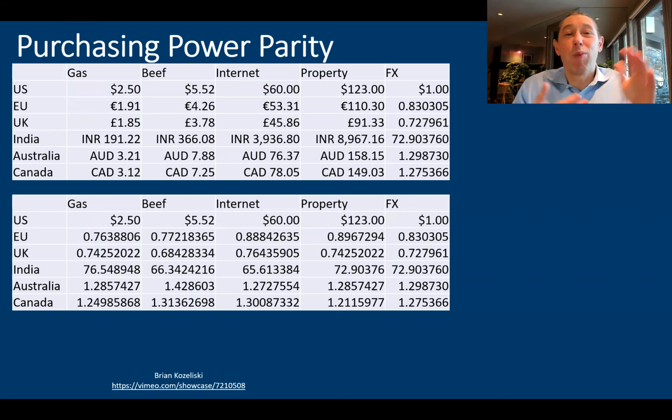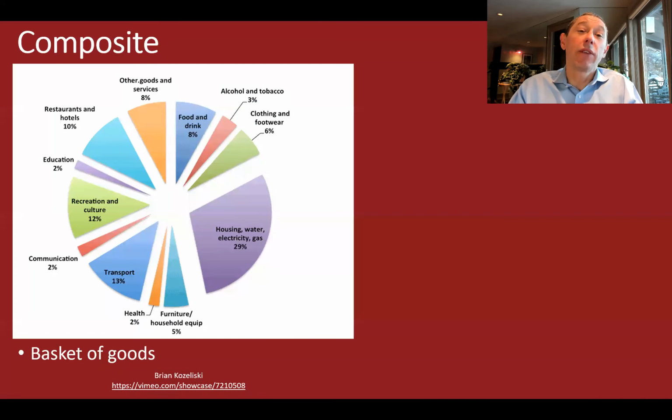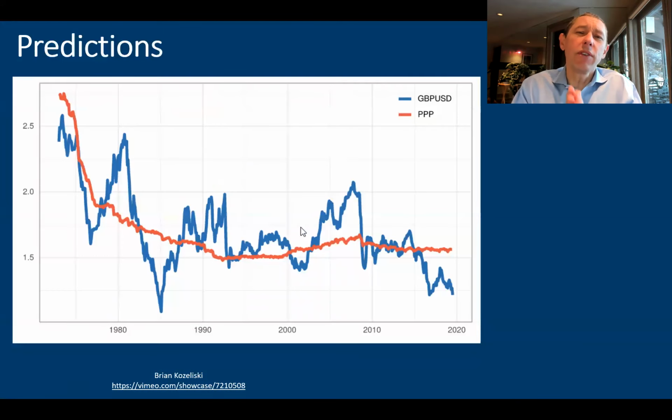So the one point here is that you're not going to get the same answer depending on which item you use. So in general, what we're going to do is use a basket of goods to determine the average purchasing power parity based off this whole basket of goods, which would look something like this. Now, of course, the question is, will what we get as an answer for what the currency should be based on purchasing power parity tell us anything about the future? And it turns out it does.